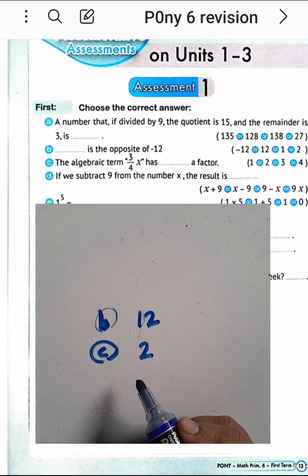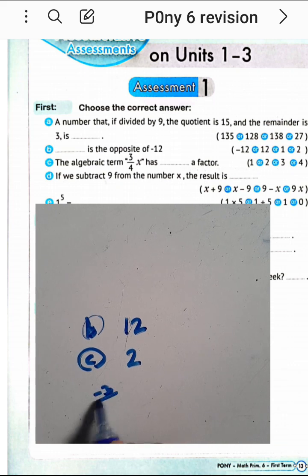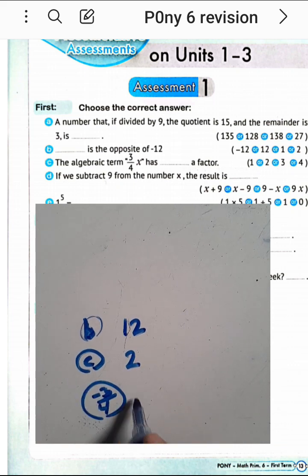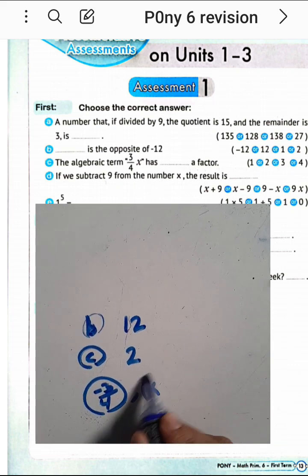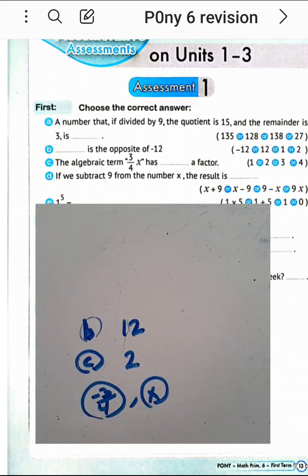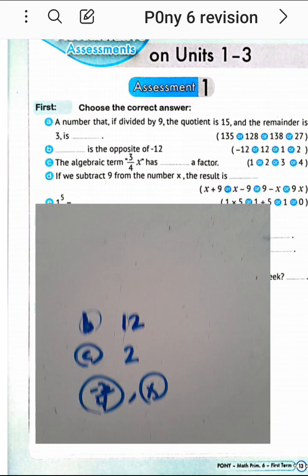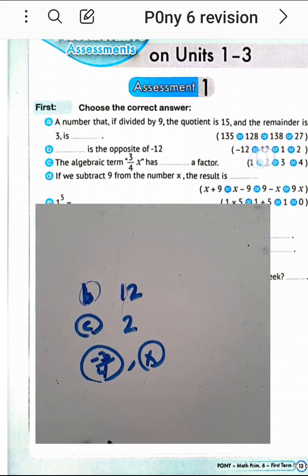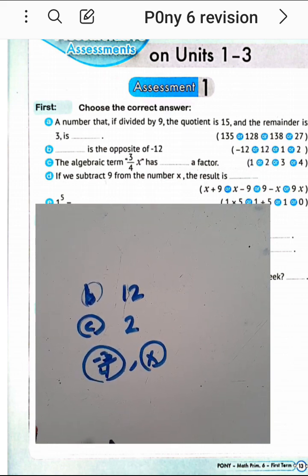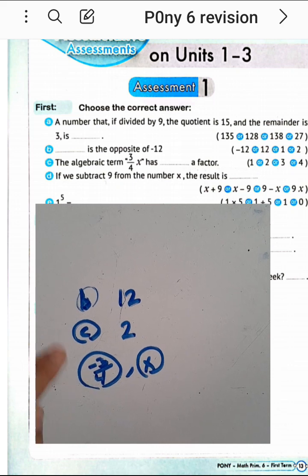So we have two factors here, negative 3 over 4 the numerical factor and x the literal factor. In this example, the result will be 2. Choose 2. Question letter C, it was letter C. Okay, letter D.